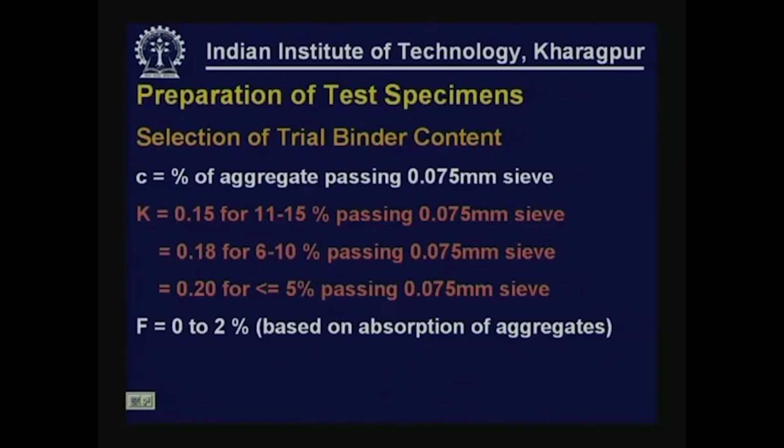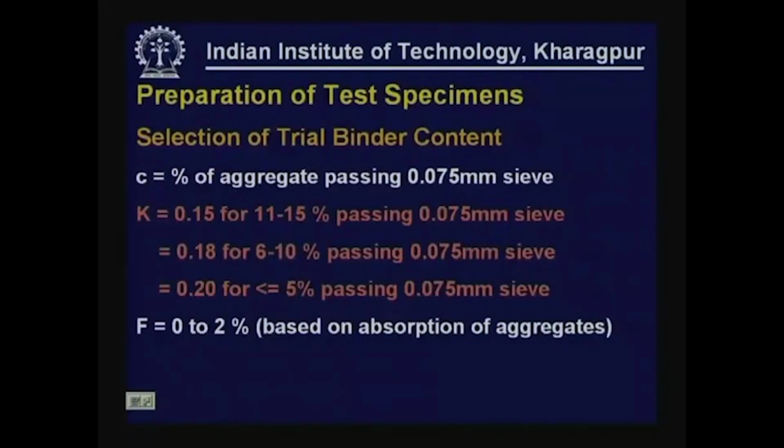F is a value that is to be selected on the basis of the assessment of absorption of bitumen by aggregates. So, what is the expected quantity of bitumen that is going to be there in the aggregate pores. If you know the absorption of aggregates, the F can vary from 0 to 2%. For completely non-absorptive aggregates, we can take a value of 0, for highly porous aggregates, a value of 2 can be taken.